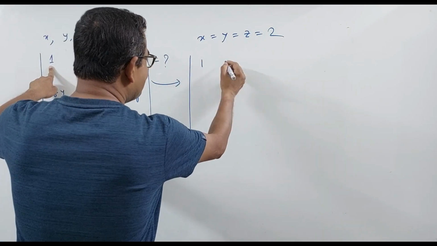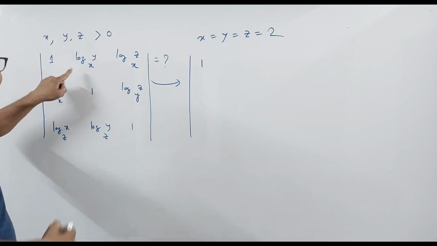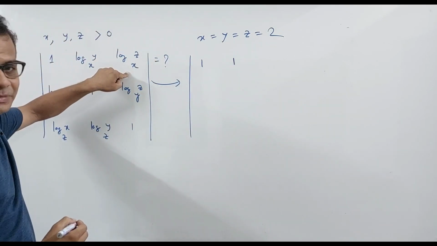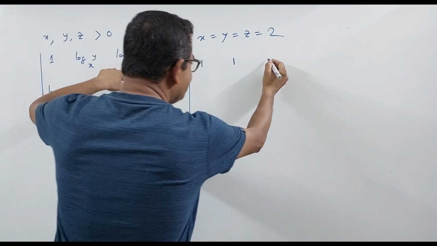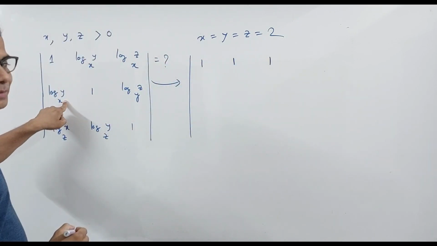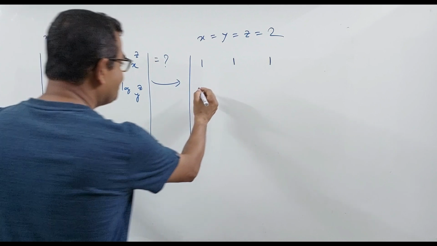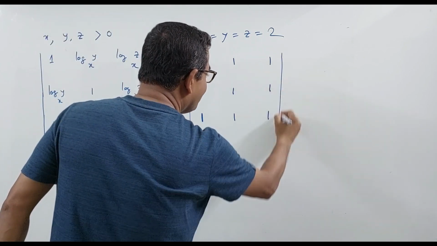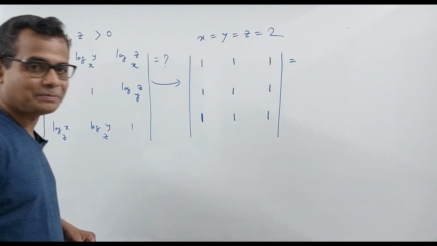1, log of 2 base 2, that means you get 1. Log of z base x, that is log of 2 base 2, you get 1. Log of y base x, log of 2 base 2, 1. In this way you get 1 in all the places.